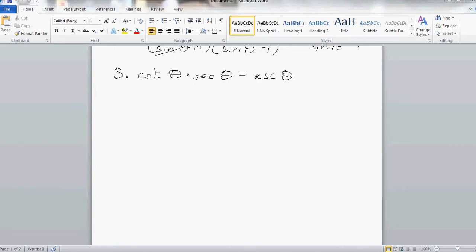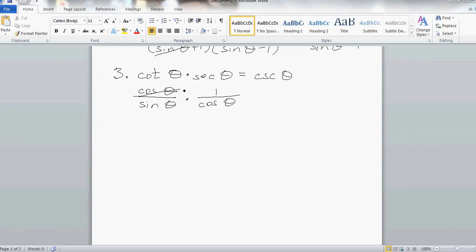Now whenever we are dealing with establishing identities, what we need to do is choose the most complicated side and work with that one until we get to the simpler side. And there are many ways to do the same thing, but basically I'm going to look at reciprocal identities here. Cotangent of theta is equivalent to the cosine of theta over sine of theta, and secant of theta is equivalent to 1 over the cosine of theta.